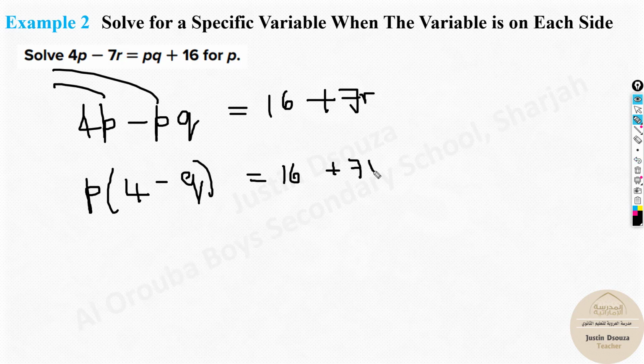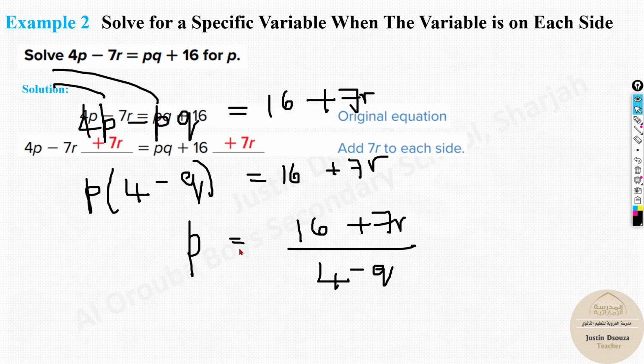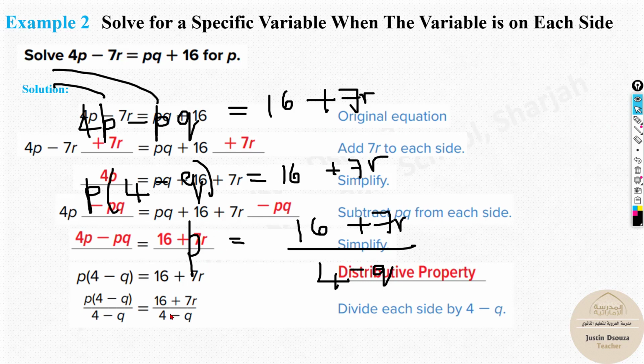And now all you need to do is take this part, multiplication, to the other side. It becomes division. So your value of p would be equal to 16 plus 7r divided by 4 minus q. That is it. That would be the final answer. You can see 16 plus 7r, 4 minus q. However you do, the answer will be the same.